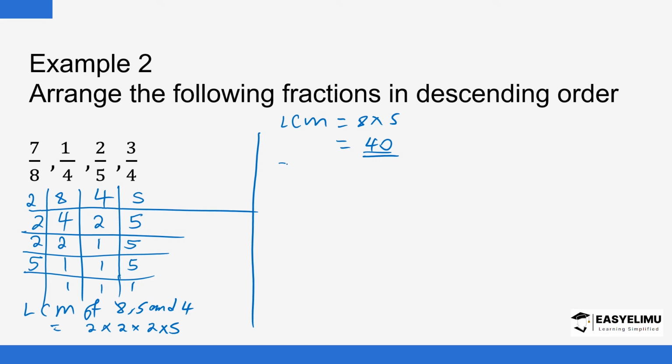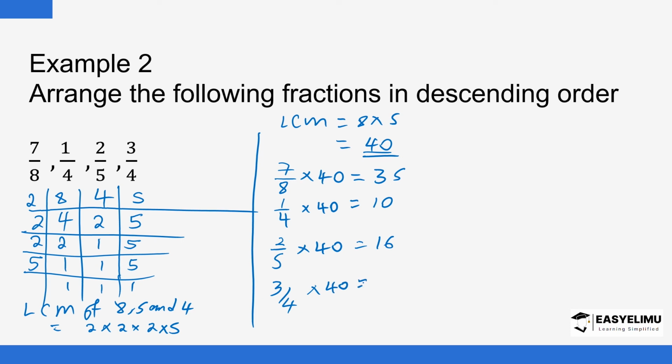So we have 7 over 8 by 40, that is going to be 35. We have 1 over 4 by 40, that is going to be 10, or a quarter of 40 is just 10. We have 2 over 5, you multiply by 40. 5 goes into 40 8 times, 8 by 2 is 16. And then 3 over 4 multiplied by 40. 4 goes into 40 10 times, and 10 by 3 is 30.